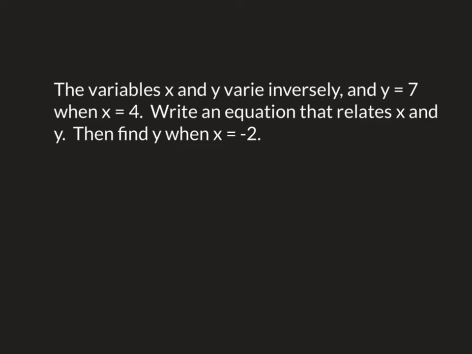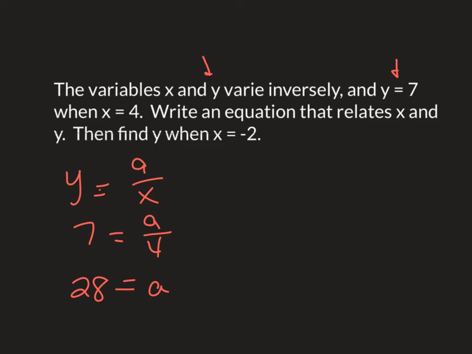All right, two variables x and y vary inversely. Misspelled that one. And y equals 7 when x is 4. Write an equation that relates x and y, then find y when x is negative 2. Okay, so it says y and x vary inversely, which means it's like this: y equals a over x. And it tells me y is 7 when x is 4, so I'm just going to plug those in. And if I multiply across, that means a is 28.